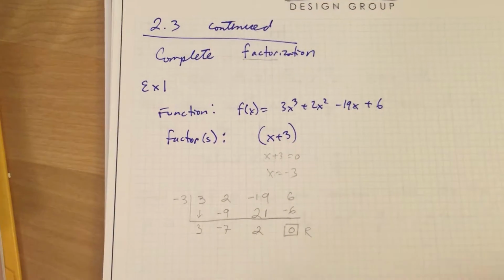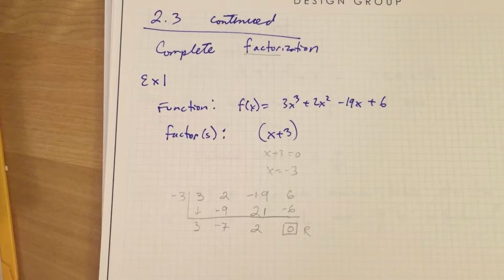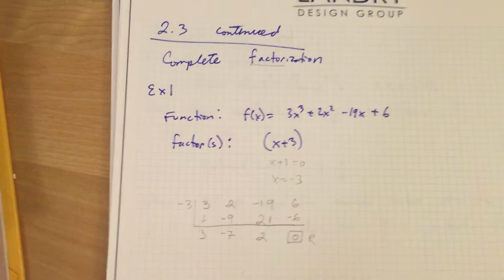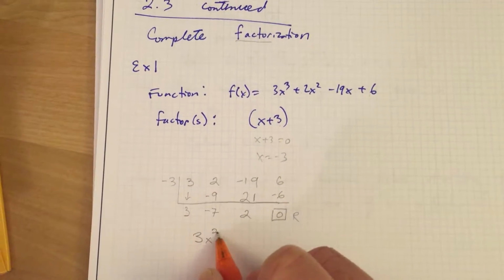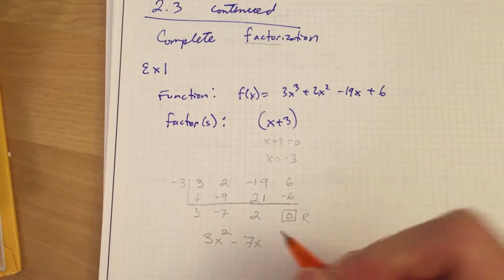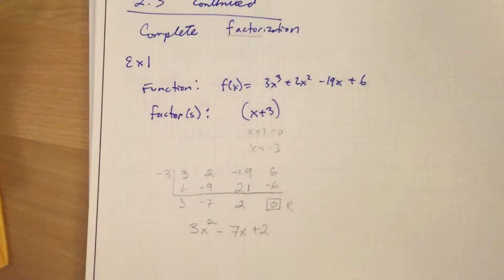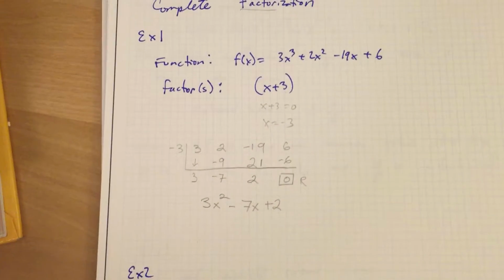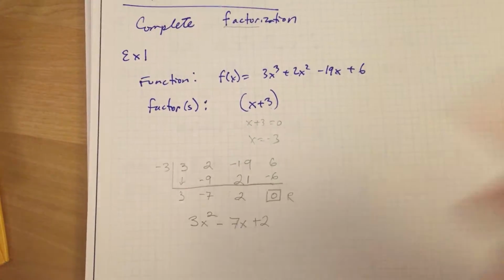So if I asked you to rewrite this problem now with our new coefficients, we'd have 3x, now 1 less than cubed is squared, minus 7x plus 2, right? So that is a trinomial. Now we don't have to use synthetic division for a trinomial, right? You can just factor it on your own.